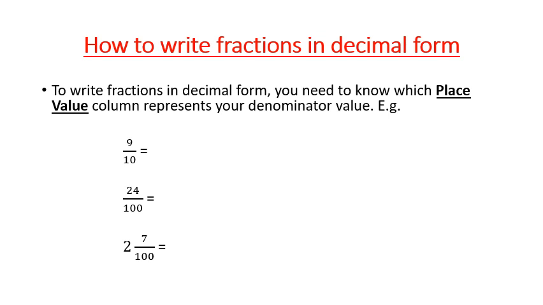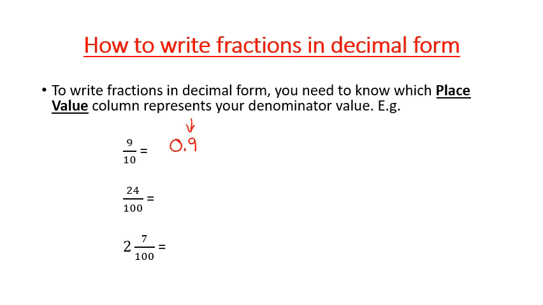Now, sometimes you're going to be asked to write fractions in decimal form. Now, in order to write a fraction in decimal form, you need to know which place value column is represented by the denominator. Okay, as an example, if we have 9 tenths, that means we have 0 whole numbers and we have a 9 in our tenths column. So remember, the first column straight after the decimal is our tenths column. So this becomes 0.9, which is 9 tenths.